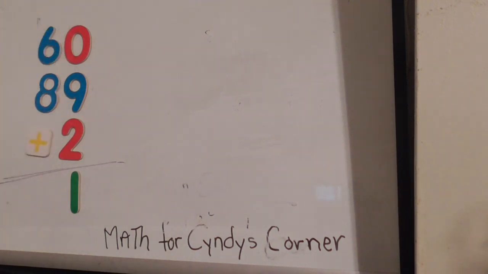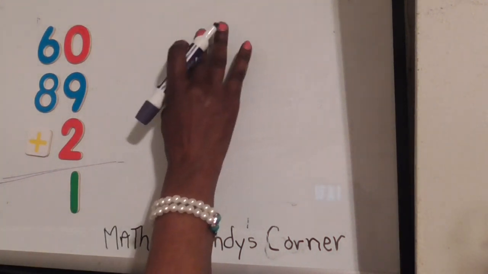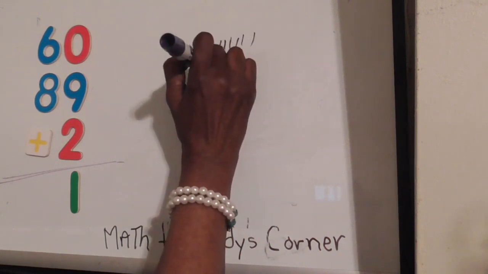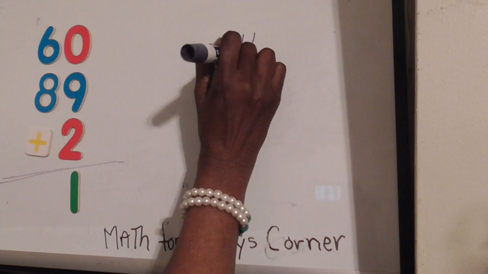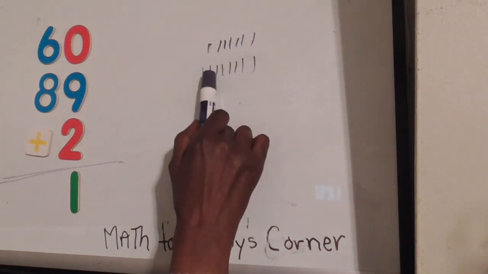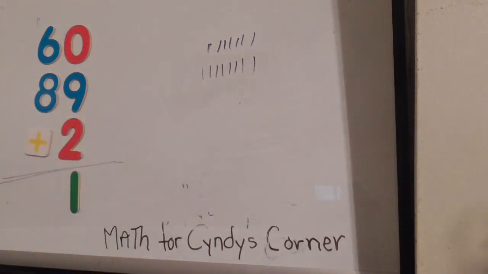7 plus 8 is 15. How do you know 7 plus 8 is 15? 1, 2, 3, 4, 5, 6, 7. 1, 2, 3, 4, 5, 6, 7, 8. 1, 2, 3, 4, 5, 6, 7, 8, 9, 10, 11, 12, 13, 14, 15. Yes. So as we carried the 1, 7 plus 8 is 15.